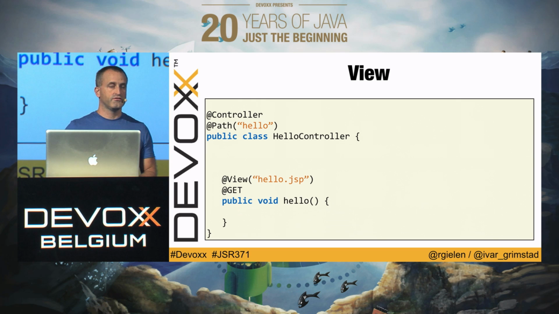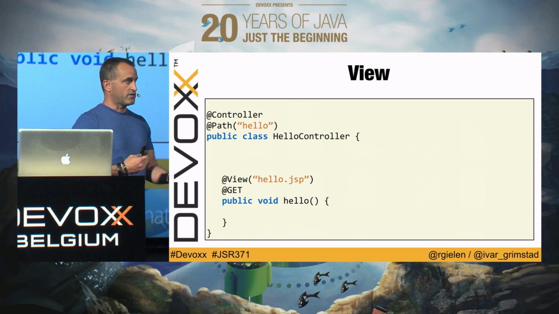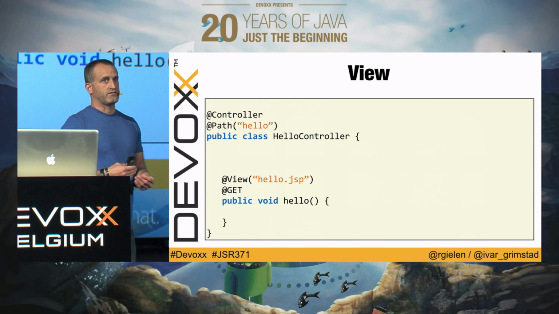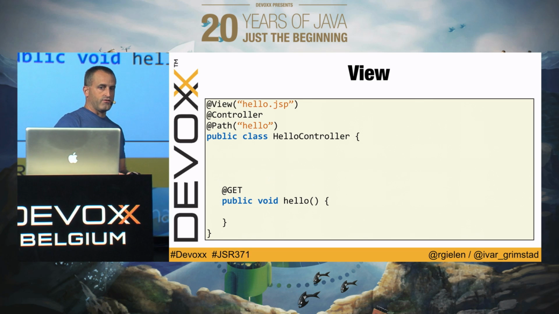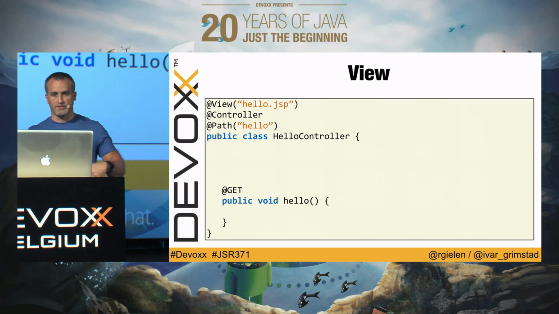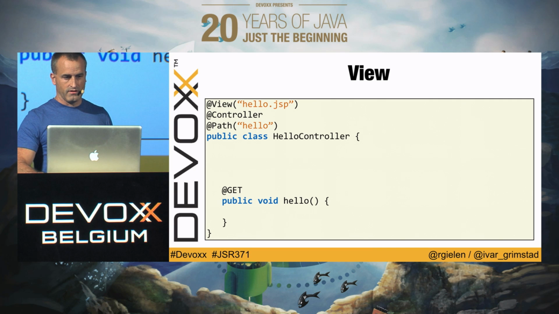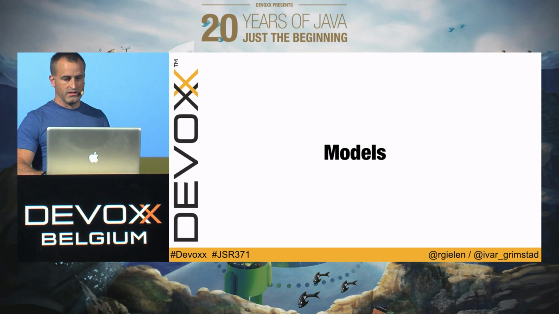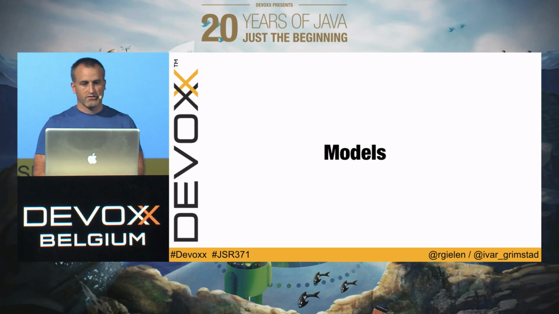Or you can use the new @View annotation. And this is new for this specification. And if you have a void return type, then you need to have the @View annotation on it. You can also put the @View annotation on the class level, and then all methods in this controller will redirect to the same view. So that concludes the controller and the view. So let's look at the model.